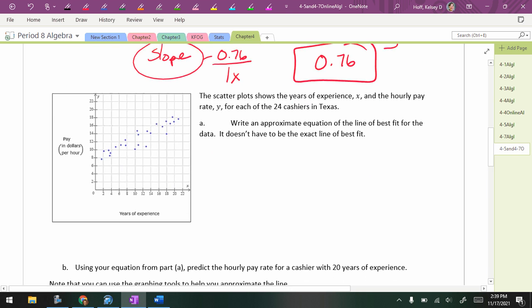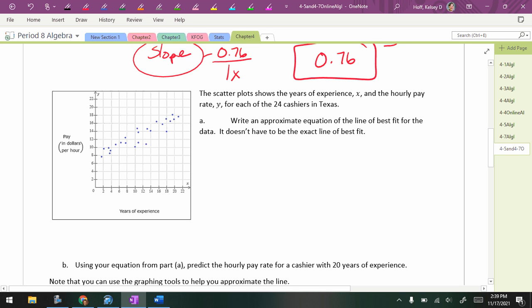This problem, the scatter plot shows the years of experience, X, and the hourly pay rate, Y, for each of 24 cashiers in Texas. Write an approximate equation of the line of best fit for the data. Note, it doesn't have to be the exact line of best fit. And I will tell you, Alex will automatically have y equals, and then they're asking you to fill in the blank. So they want it in slope-intercept in the end, y equals mx plus b.